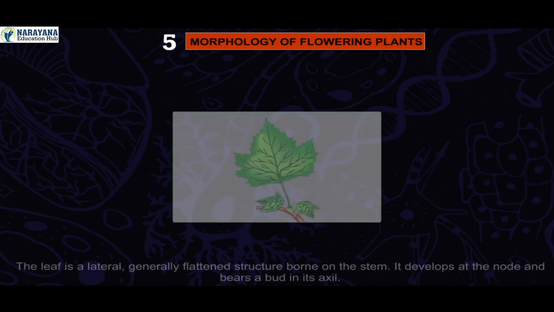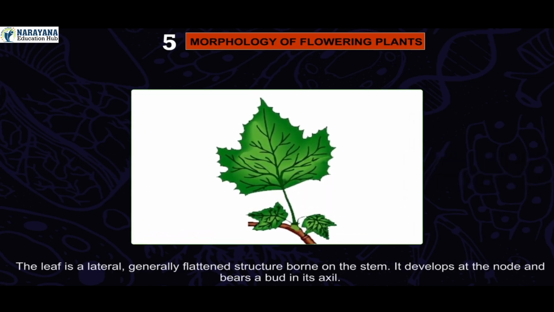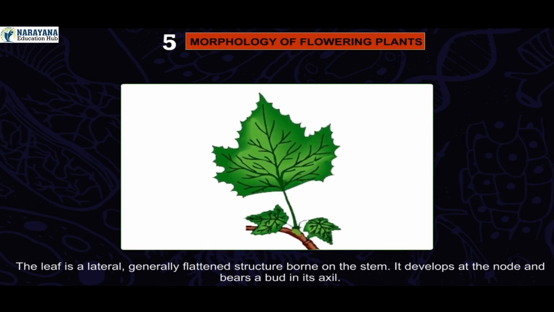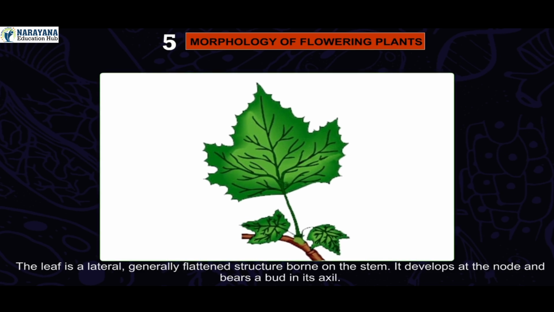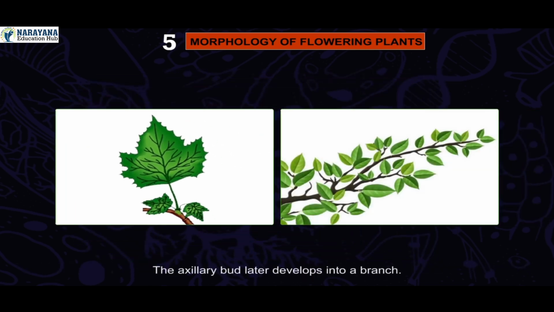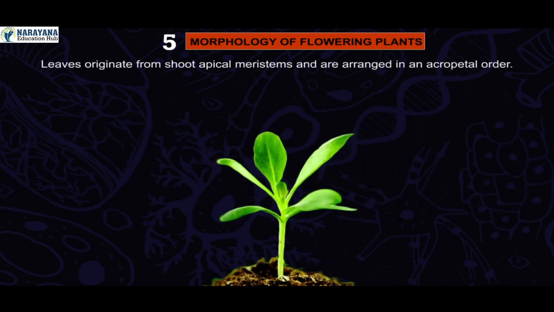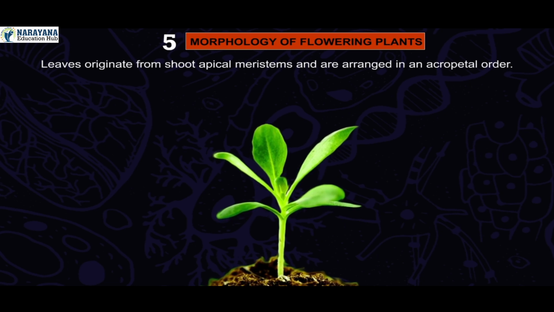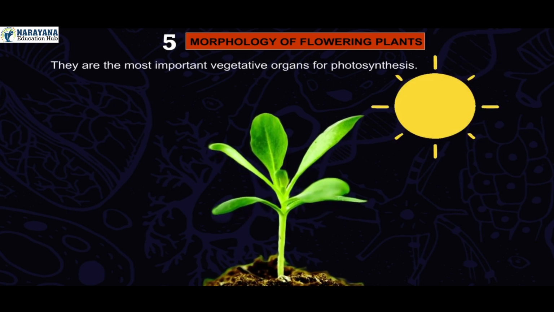The leaf. The leaf is a lateral, generally flattened structure borne on the stem. It develops at the node and bears a bud in its axil. The axillary bud later develops into a branch. Leaves originate from shoot apical meristems and are arranged in an acropetal order. They are the most important vegetative organs for photosynthesis.